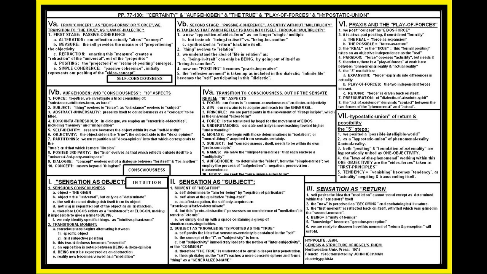So a new opposition of eidos form emerges. It's no longer single multiple, but instead it becomes the concept as, or the eidos form as being for itself versus the eidos form going out of itself as being for another and then returning back into itself. So it's eidos form being for itself and then eidos form going out of itself as being for another through multiplicity and then returning back into itself. So thing evolves to relation. And we also understand the idea that life is in relation.